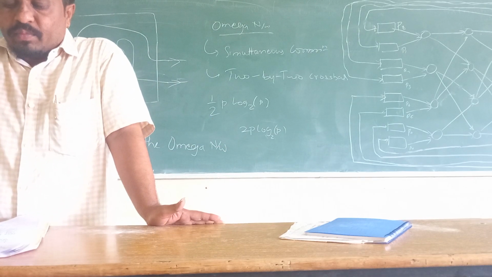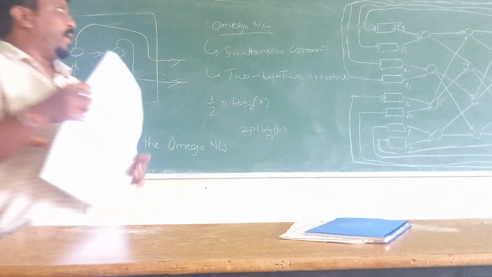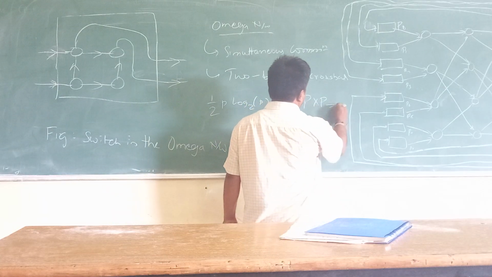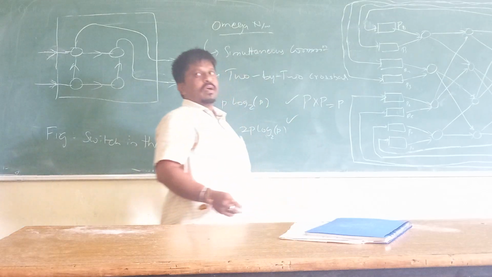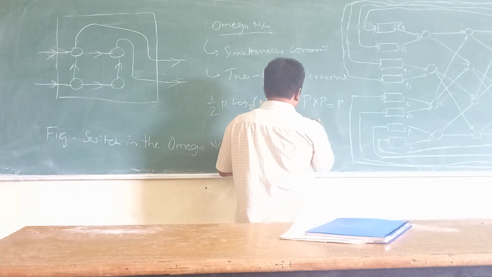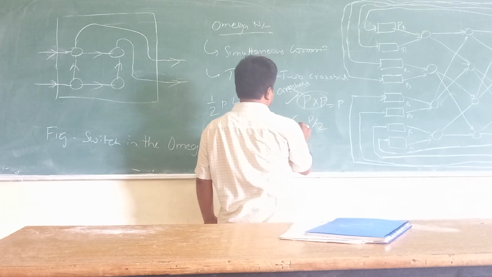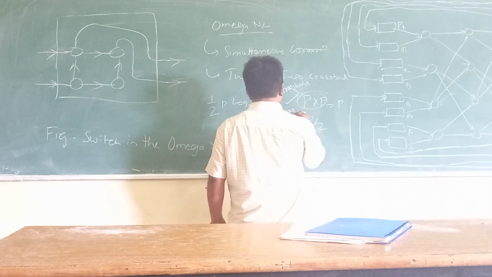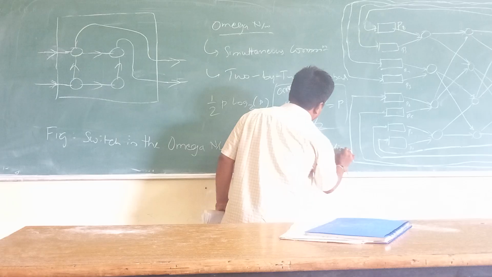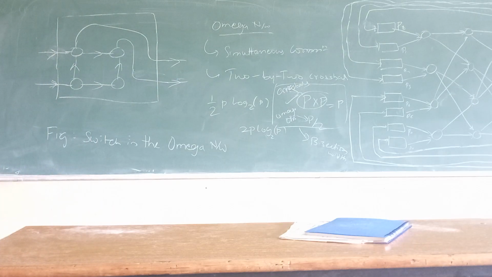The bisection width of a p into p crossbar is p. The bisection width of the omega network is p by 2. This is for the crossbars, and this is for the omega networks. This is the bisection width.